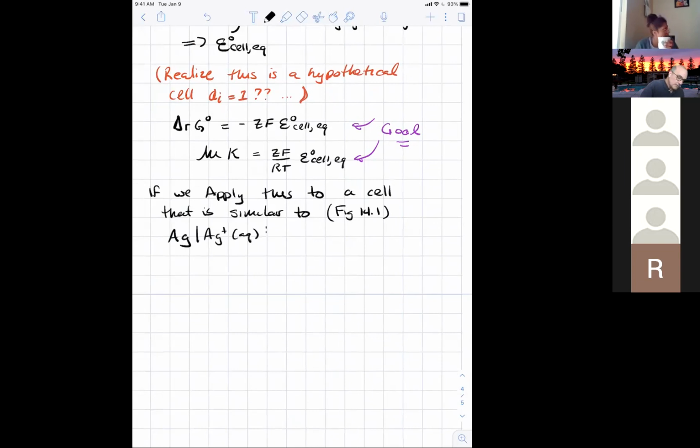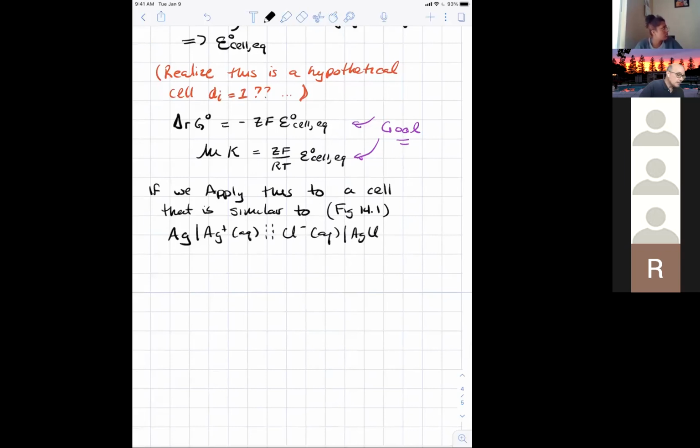We're going to have some sort of junction here. We're going to have chloride. We're going to have AgCl, and we want to say this is solid and silver. So if you looked at this line notation, you should immediately recognize this will give you a potential, right? Because the two sides are not the same.